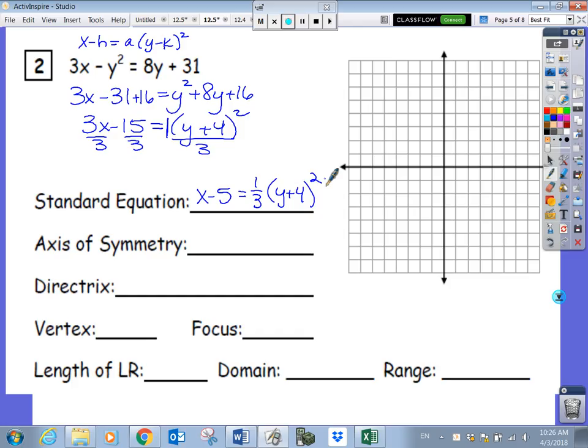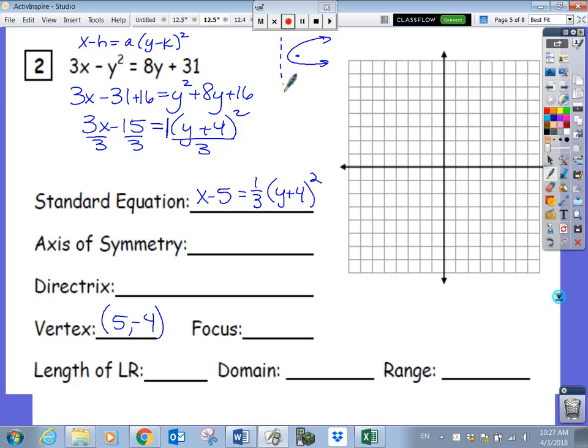So now it is in standard form. There are lots of different ways to write these. This is the way we expect you to write a parabola in standard form. All right, and then the vertex is (h, k), so the vertex is going to be (5, -4). We get the h from the x and the k from the y. And because we know it's going to go horizontal and the a value is positive, we know it's going to open to the right. Our focus is going to be inside and our directrix is going to be outside.